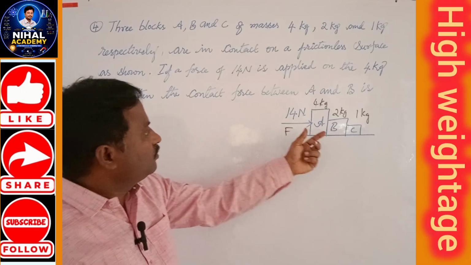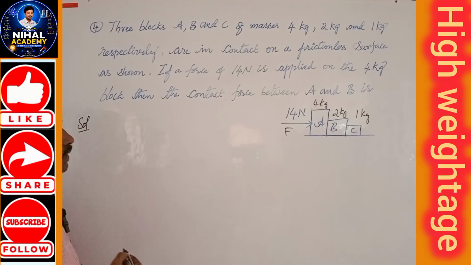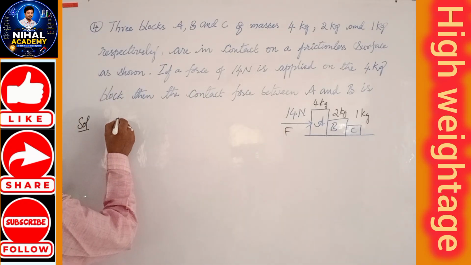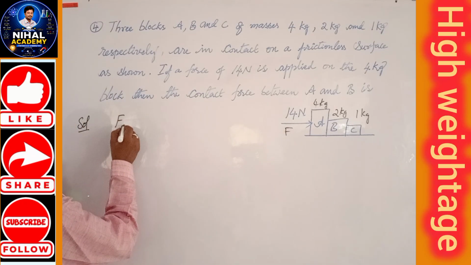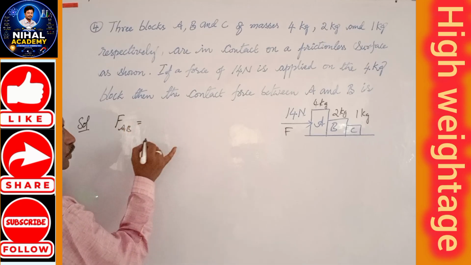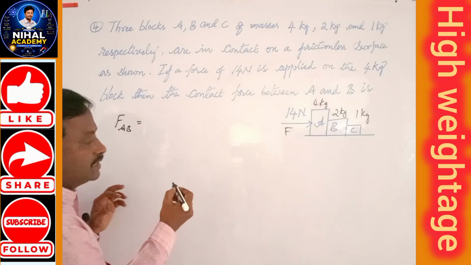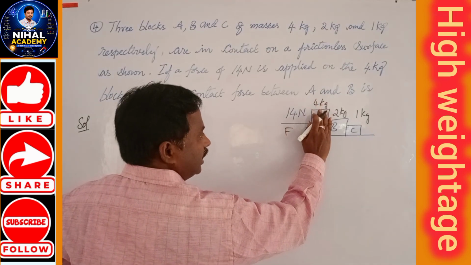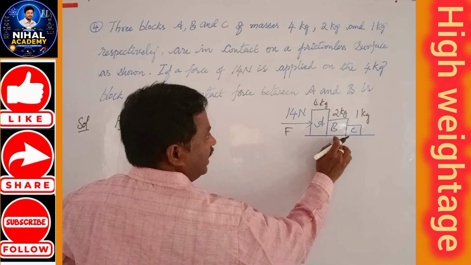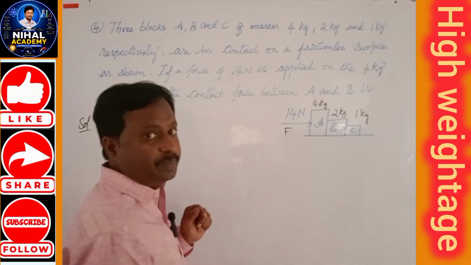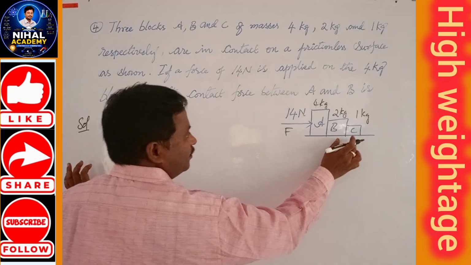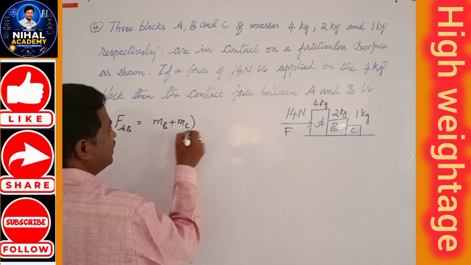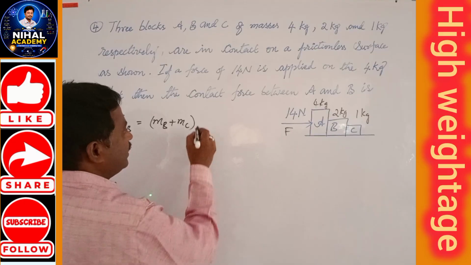Then the contact force between A and B. So we have to calculate the contact force between A and B. So how can you write the contact force between A and B? F_AB is equal to, we know that F is equal to MA formula. So force is acting on block A, so we have to leave block A and take the sum of the B and C masses. Sum of the mass of B and C, that is equal to MB plus MC. This is the mass and acceleration.